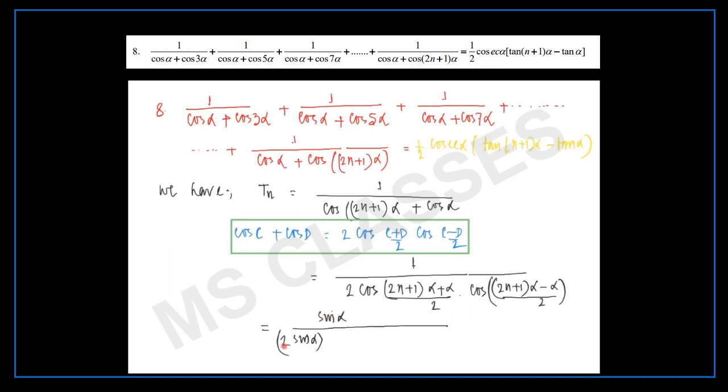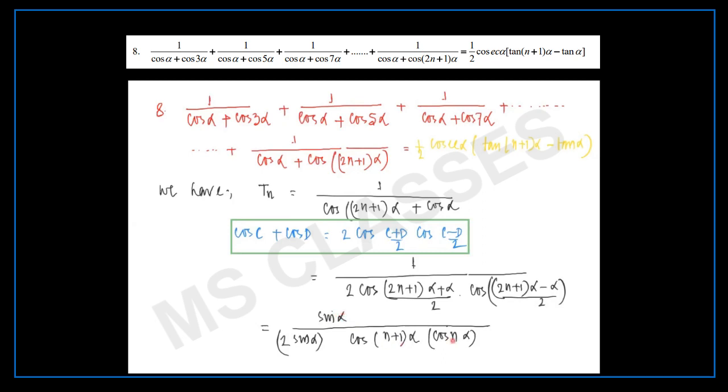Now after this, what do we get? Cos (2n plus 2) alpha by 2, that is (n plus 1) alpha. Then (2n alpha plus alpha minus alpha) by 2, that is n alpha. So cos n alpha. This is what I have got. Now, here we have (n plus 1) alpha and n alpha, but in the numerator we have only alpha. So this cannot help us unless we get it in this format.